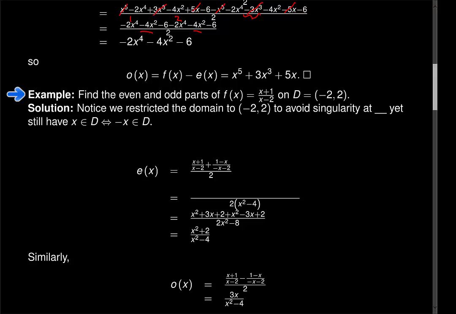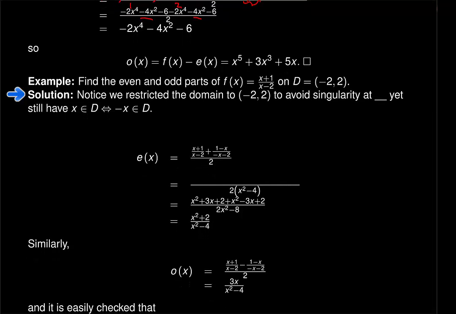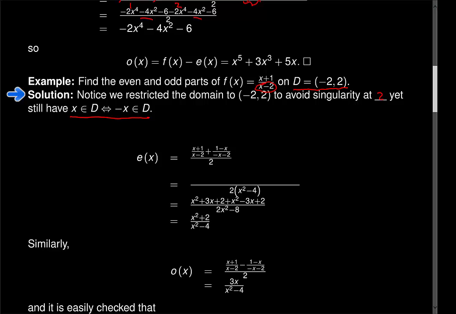So we restricted this domain to avoid the singularity, which is at 2. If you plug x equal to 2 into this denominator, you get 0, so you have a singularity, a blow-up. Yet we still have to have this property: if x is in the domain, then minus x is in the domain. But that's clearly true. So you pick, say, 1, minus 1 is in. A half, minus a half is in. So this is still clearly true with this domain. Hence we picked it that way.